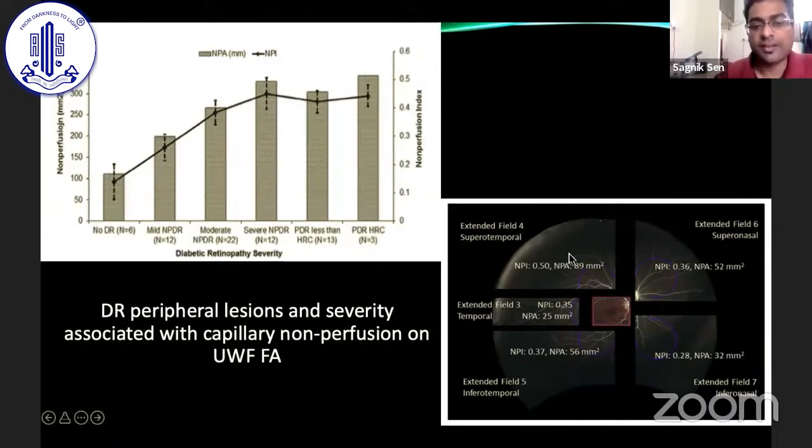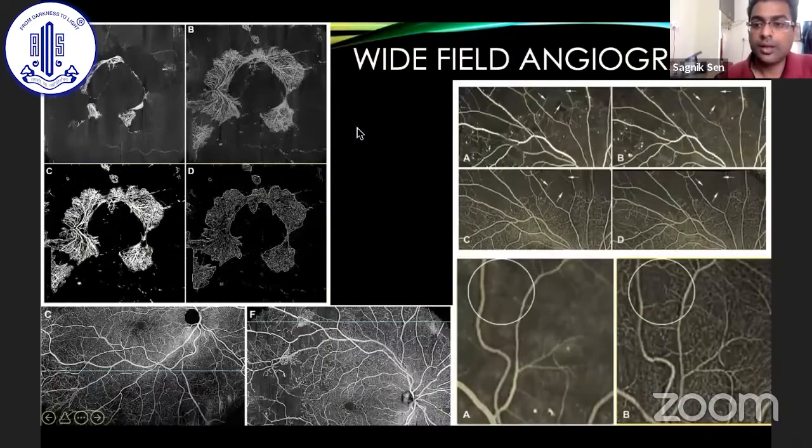Here you can see the ETDRS 7 standard fields in the center, and these are the peripheral fields. They divided lesions into predominantly central lesions and predominantly peripheral lesions. Later on, they also measured the capillary non-perfusion on ultra-wide field fluorescein angiography. And they found that DR peripheral lesions were associated with the severity of diabetic retinopathy. In this chart, you can see that as we progress from no DR to PDR, the diabetic non-perfusion index correlates quite well with the severity of DR.